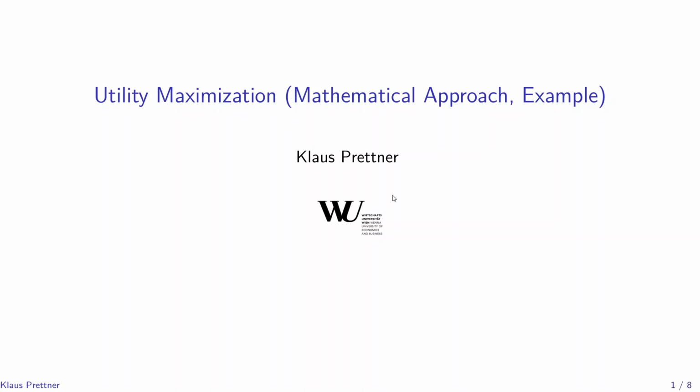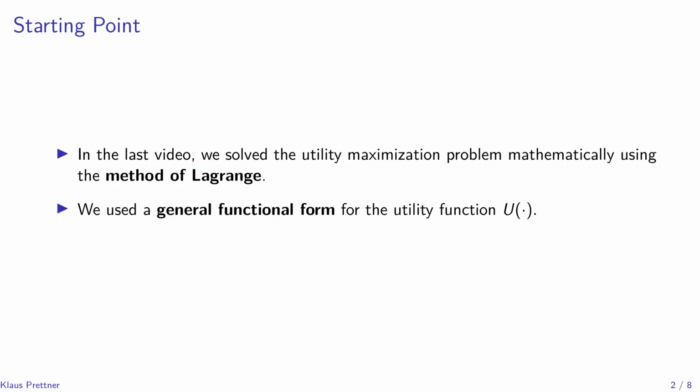In the last two chapters, we've discussed utility maximization from the graphical perspective and from the perspective of the method of Lagrange. And now in this video, I present a frequently encountered example in microeconomics that should illustrate this approach. Previously, we've used a general functional form for the utility function, so we didn't specify a specific functional form for u of x1 and x2, and now we will change that and then solve the resulting problem using the method of Lagrange.